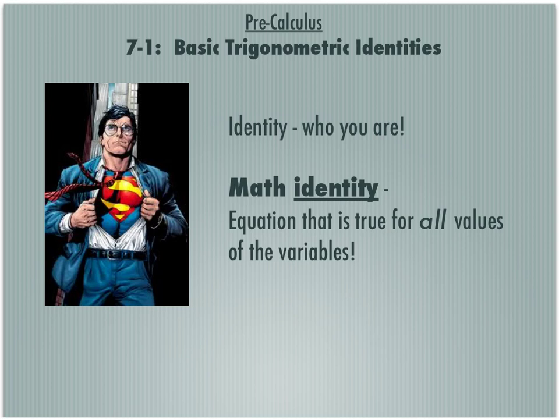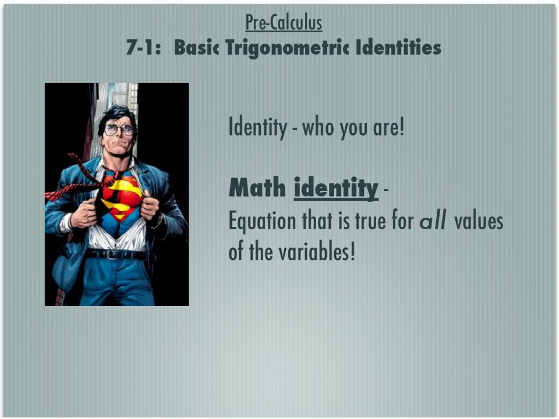So of course you've heard the word identity, and of course that really means who you are. Your identity is who you are. Your role might be different in various settings. You might act differently in different settings, but your identity is definitely who you are. Some people, of course, have secret identities, but in math, what we mean by identity is an equation. It's always an equation, but it's true for all values of the variables.